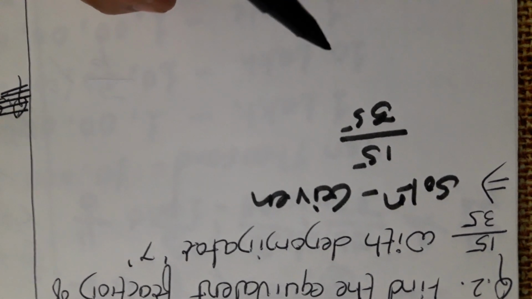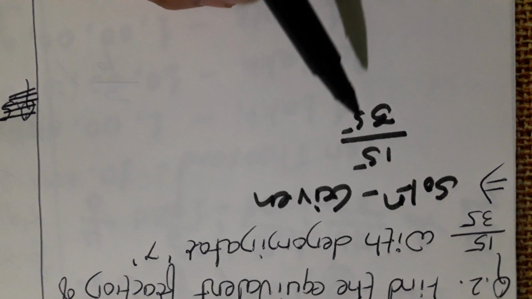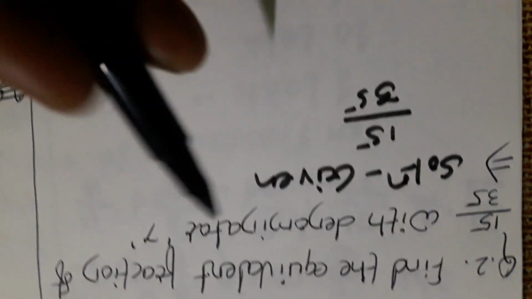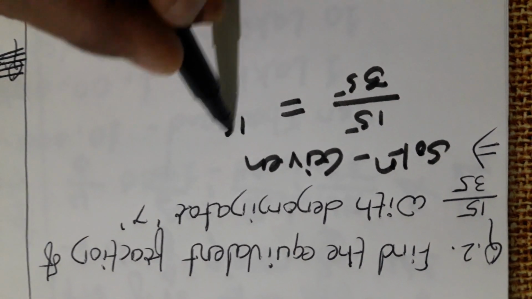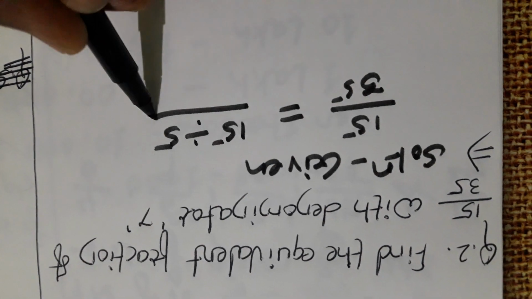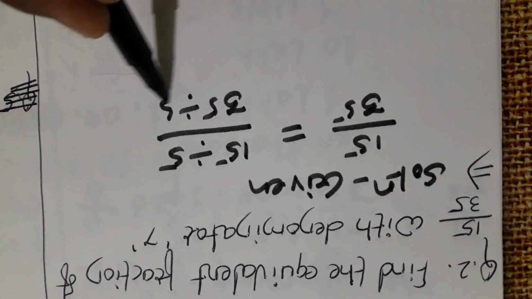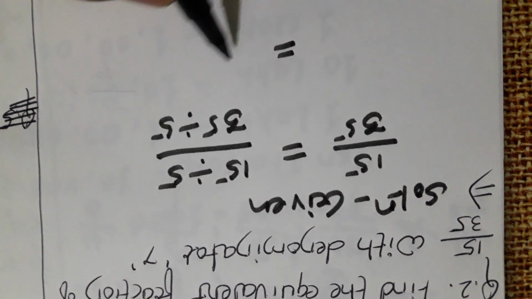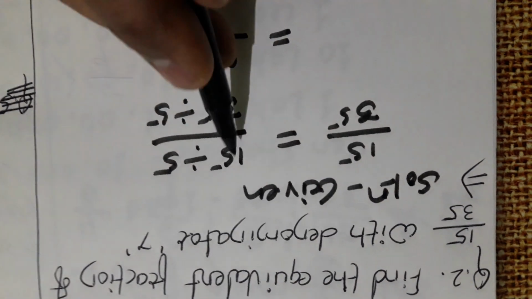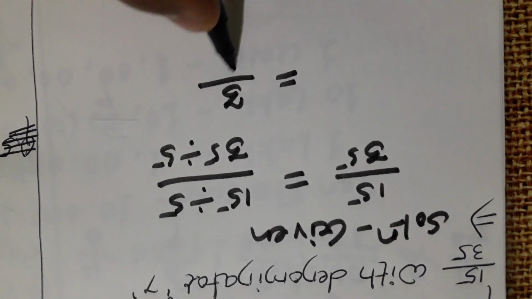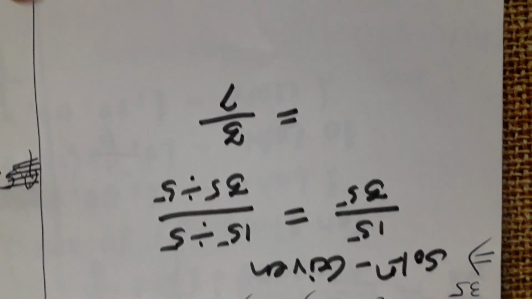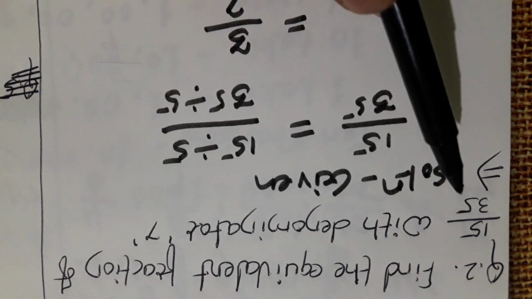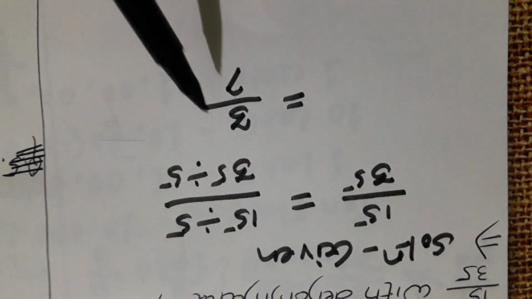5 is that number. When we divide 35 by 5, we will get 7. Means like that, 15 divided by 5 and 35 divided by 5. What will be the next step? 15 divided by 5 means 3. How? 5 3s are 15 and 5 7s are 35. Now look here, we got the equivalent fraction of 15 upon 35 whose denominator is 7.